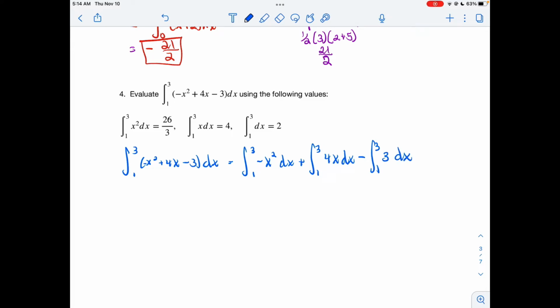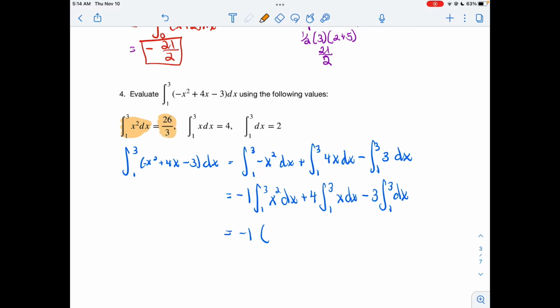Okay. Then I notice that I can use my constant multiple rule and bring the constants out. So it becomes negative 1 times the integral from 1 to 3 of x squared dx plus 4 times the integral from 1 to 3 of x dx minus 3 times the integral from 1 to 3 of dx. All right. Then using the given information, the integral from 1 to 3 of x squared was given to us to be 26/3. So we're going to substitute that in place of this integral notation.